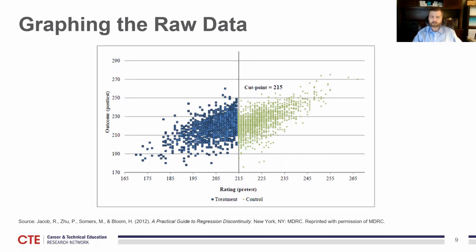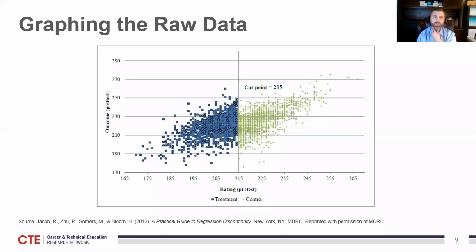In this case, this application looks a little bit different from the way I've been describing the method to this point, because if you notice, the markers in blue are the ones labeled treatment, and the markers in green are the ones labeled control. So in this case, at the cutoff of 215, individuals with scores below the threshold were actually eligible to receive the treatment. So, just to note that little wrinkle.